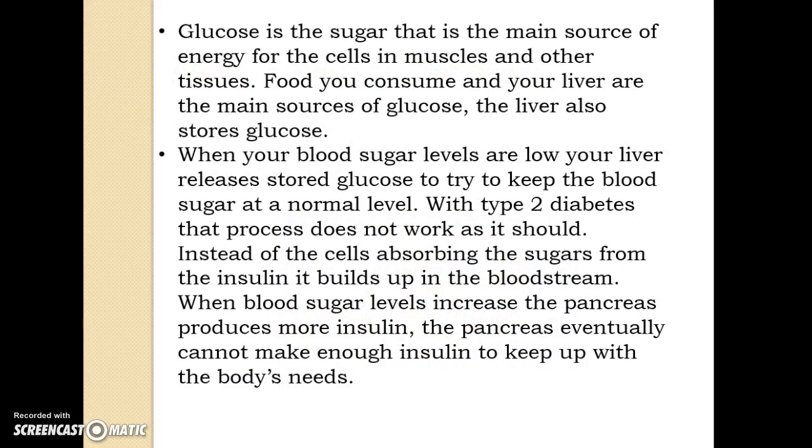Glucose is the sugar that is the main source of energy for the cells and muscles and other tissues. Food you consume and your liver are the main source of glucose. The liver also stores glucose. When your blood sugar levels are low, your liver releases stored glucose to try to keep the blood sugar at a normal level. With type 2 diabetes, that process does not work as it should.